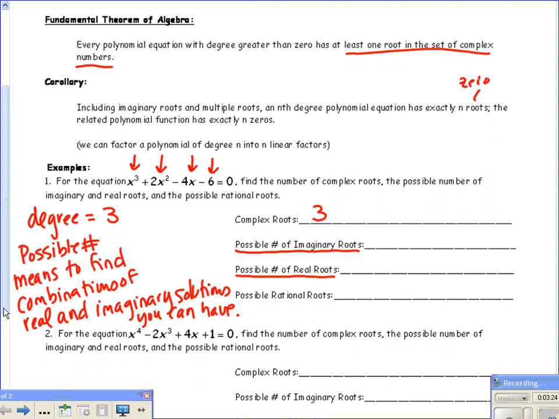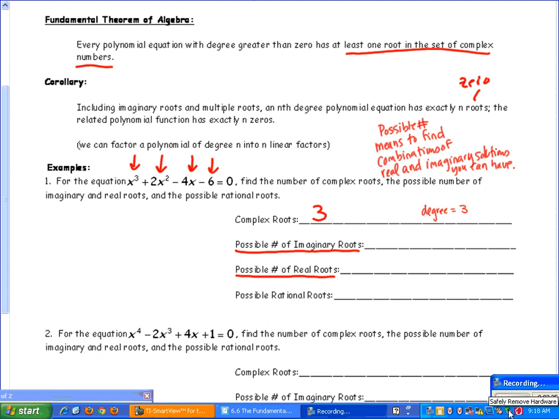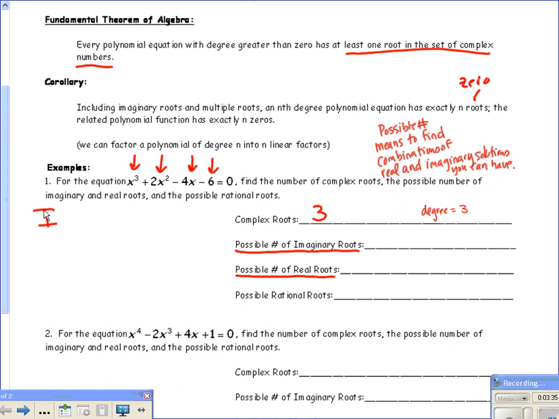I'm going to make this a little bit small. Okay, I just moved that so that I can write over here. Now, the way that you want to find the possible number of imaginary roots and real roots is I like to make a table to help me. So I is going to stand for, of course, imaginary. And then R stands for real numbers. And T is going to stand for the total. So usually I just write IRT.